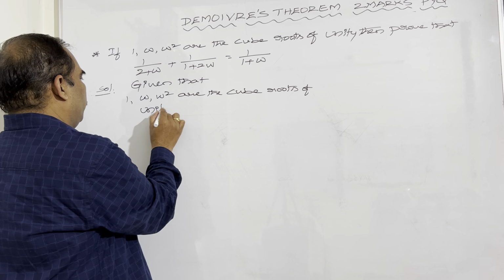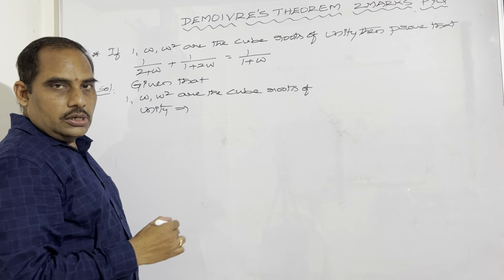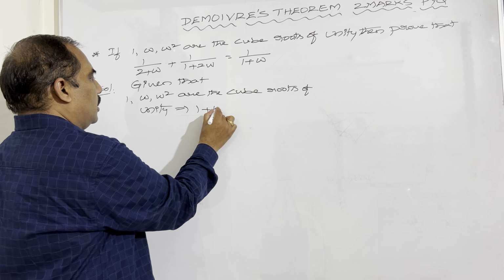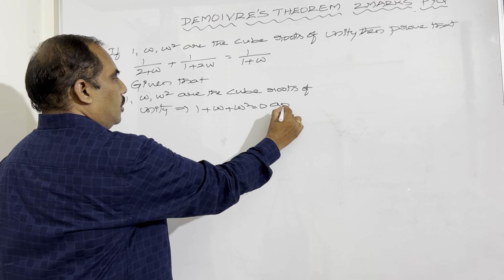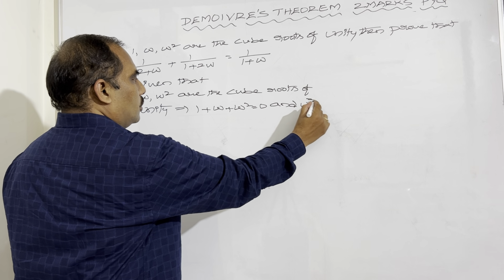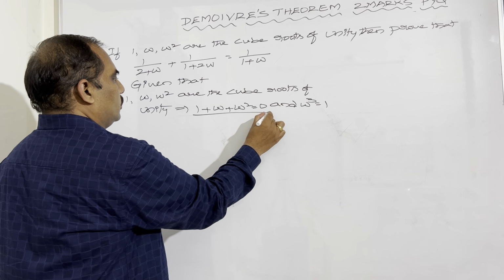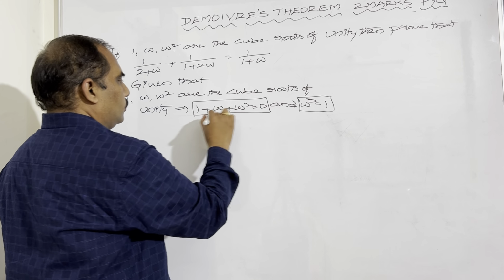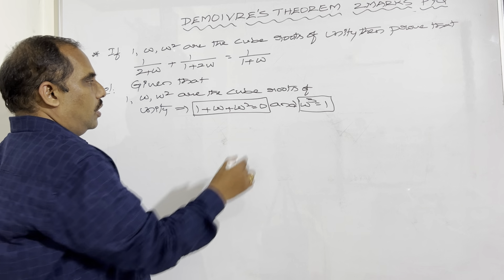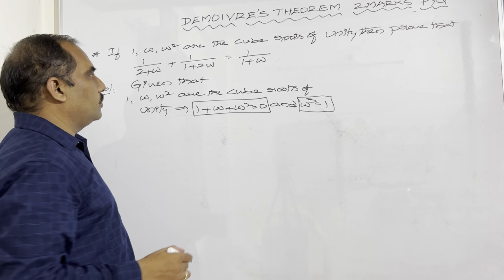So cube roots of unity means we know that 1 plus omega plus omega square is equal to 0, and also omega cube is equal to 1. We know these properties: 1 plus omega plus omega square is 0, and omega cube is equal to 1.